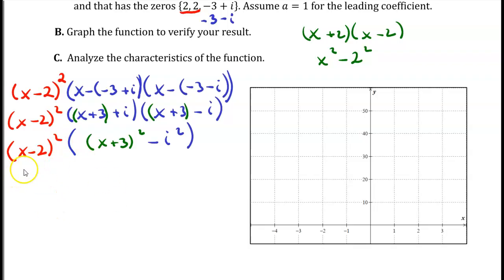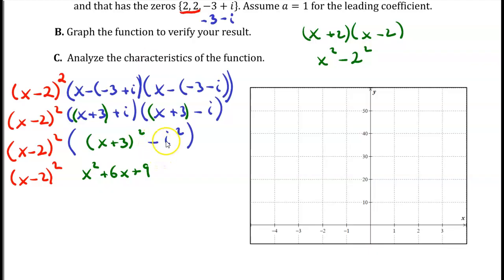Let's see here. What we're going to do is leave this factored as is, and I'm just going to rewrite this part a little bit more simply. So we're going to do x plus 3 squared. So we are going to get x squared plus 6x plus 9. Remember to double this number for the middle, and then you square that number for the end.